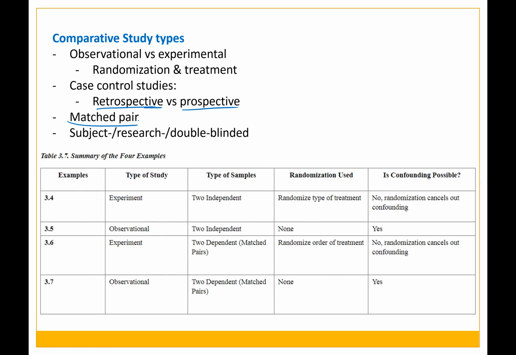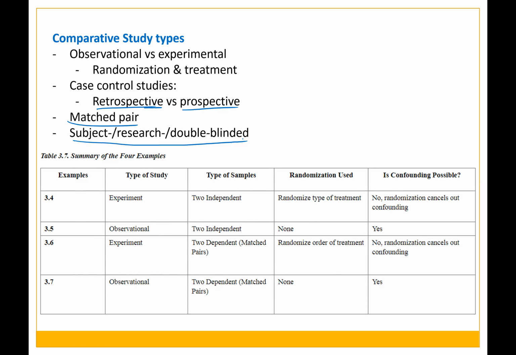Then we have some other concepts that we don't actually discuss much, but I think you should know in any kind of research study. We have subject blinded. Subject blinded is when a subject doesn't know if they receive the treatment or not, and what group they are in. They don't know about their own characteristic compared to others in the study.